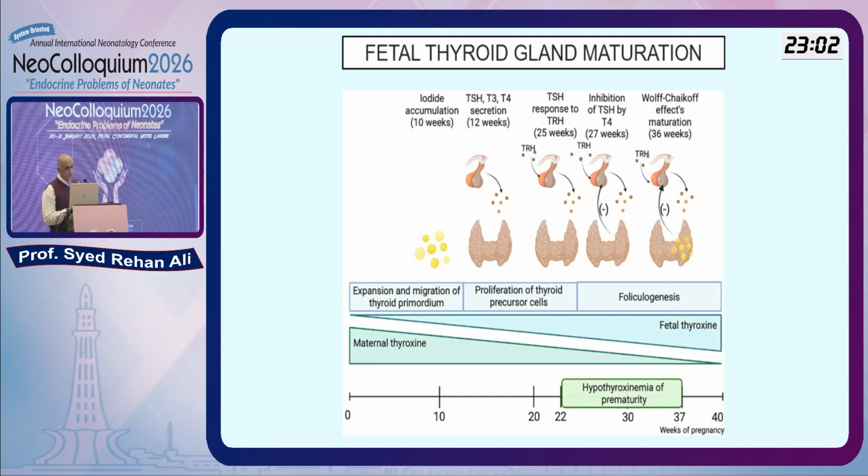Now, when we look at fetal thyroid gland maturation, as I said earlier, you can see in the slide that the maternal thyroxine dependency goes down and the fetus starts producing its own thyroxine. But look at this area of hypothyroxinemia of prematurity, between the 22nd and 36th or 37th week of gestation, where these babies are vulnerable when they are born preterm. They have hypothyroxinemia of prematurity.